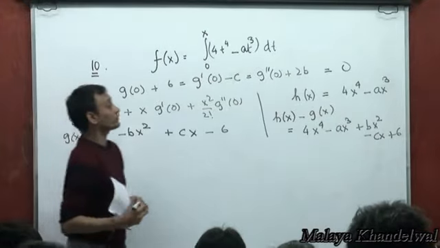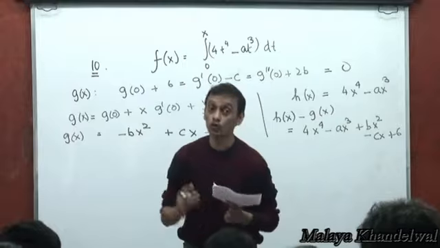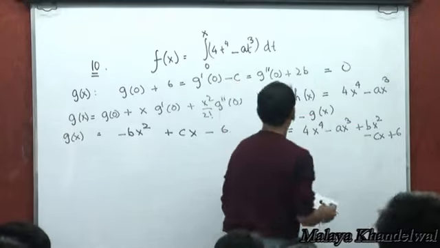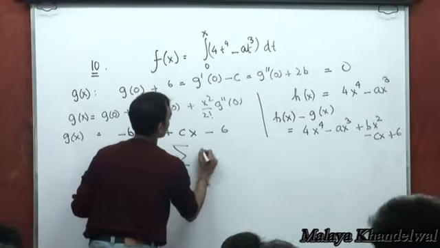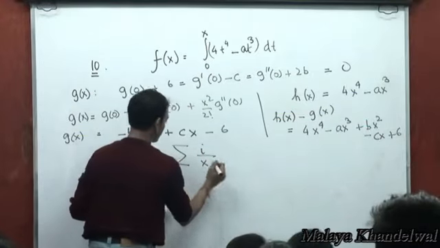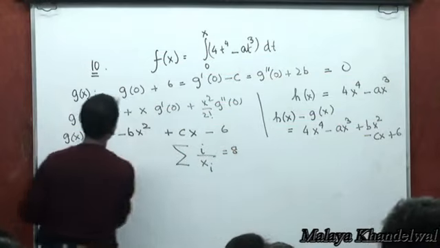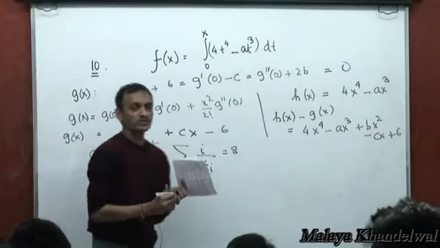It's given that this polynomial has 4 distinct real roots, x1, x2, x3 and x4. It's also given that the summation of i by xi, i equal to 1 to 4, is 8. And a, b, c are all positive real numbers.